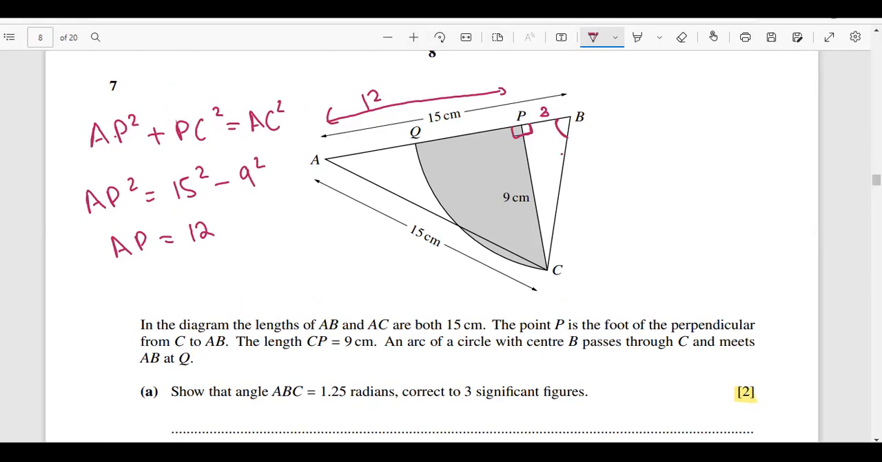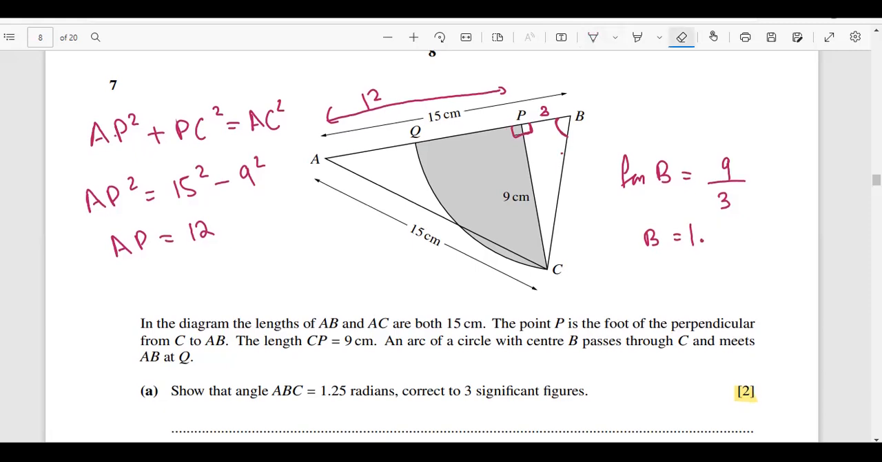So I can use tan of B would be equal to perpendicular side 9 divided by 3, and B is going to be tan inverse 3. Make sure that your calculators are in radians mode, and that would give you 1.249. So it can be rounded off to 1.25. Yes, this is the first part.